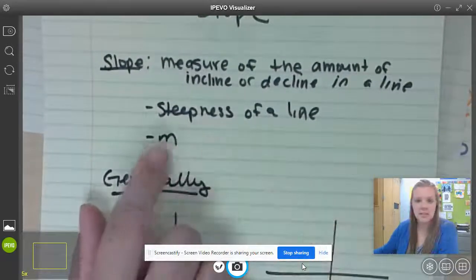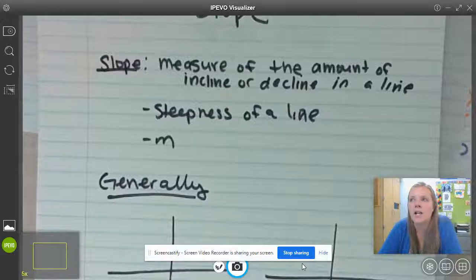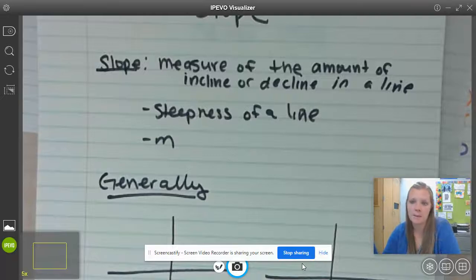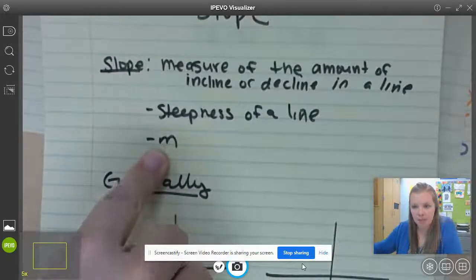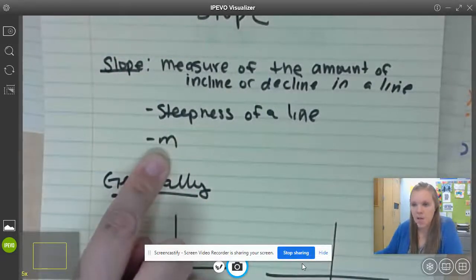And then the last thing is that in math, we try not to write, we try to abbreviate everything. Like pi, instead of writing 3.1415, and so on, we write the symbol pi. In math, we try to abbreviate all the time. And so slope is abbreviated as the letter M. So when you see M in any equation, you're going to know that it's talking about the slope of the line.